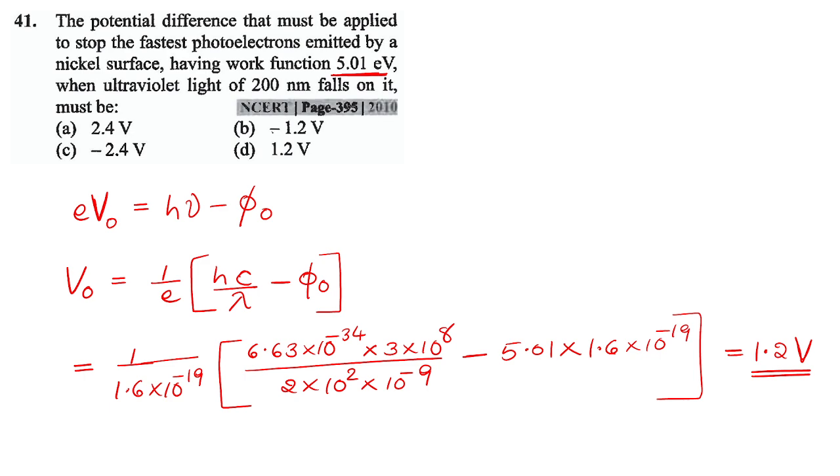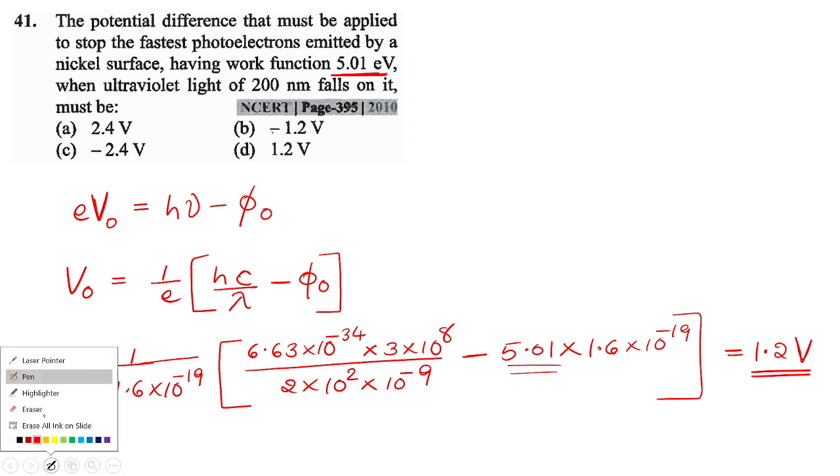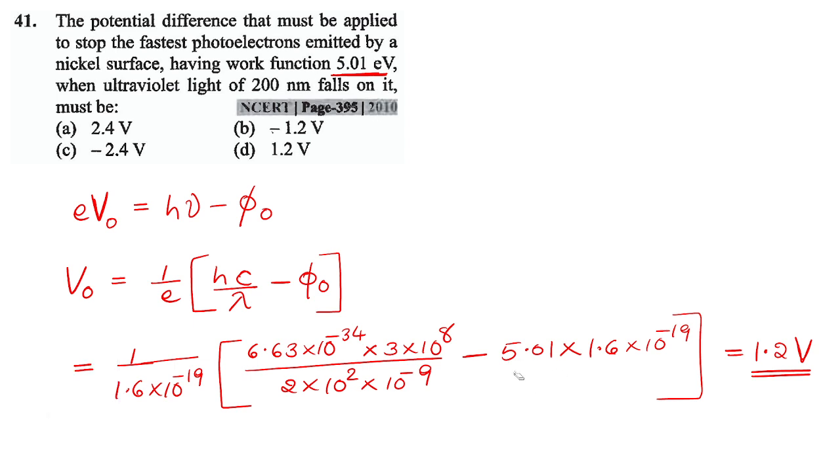When you do the multiplication or division, you can do some simplifications. For example, 6.63, you can take it as 6.6. And 5.01, you can take it as 5 itself, no problem, approximately 5. Take a lot of approximation so that you will get the answer faster.